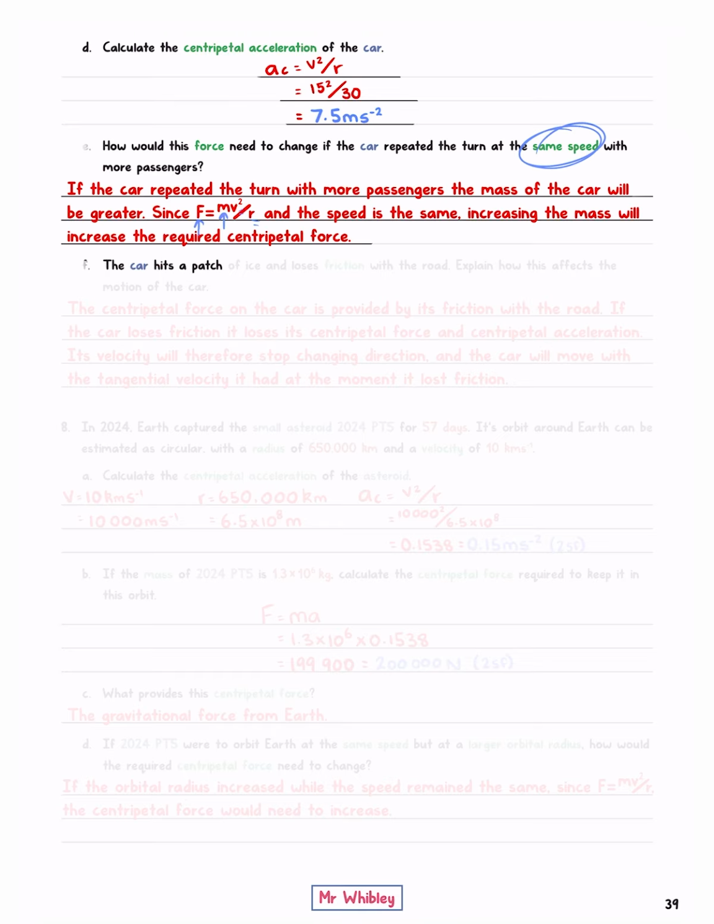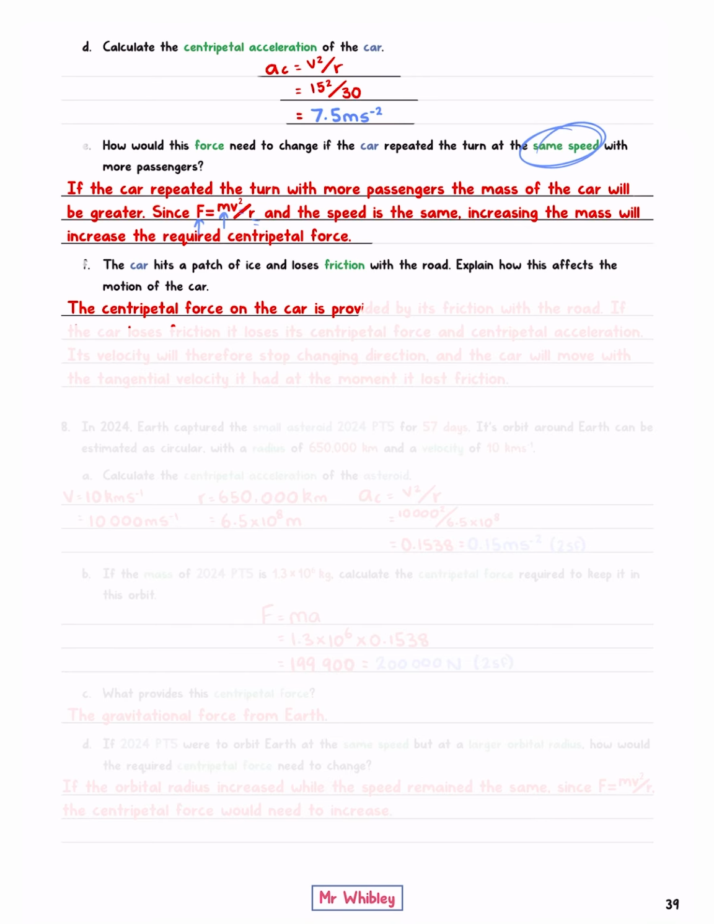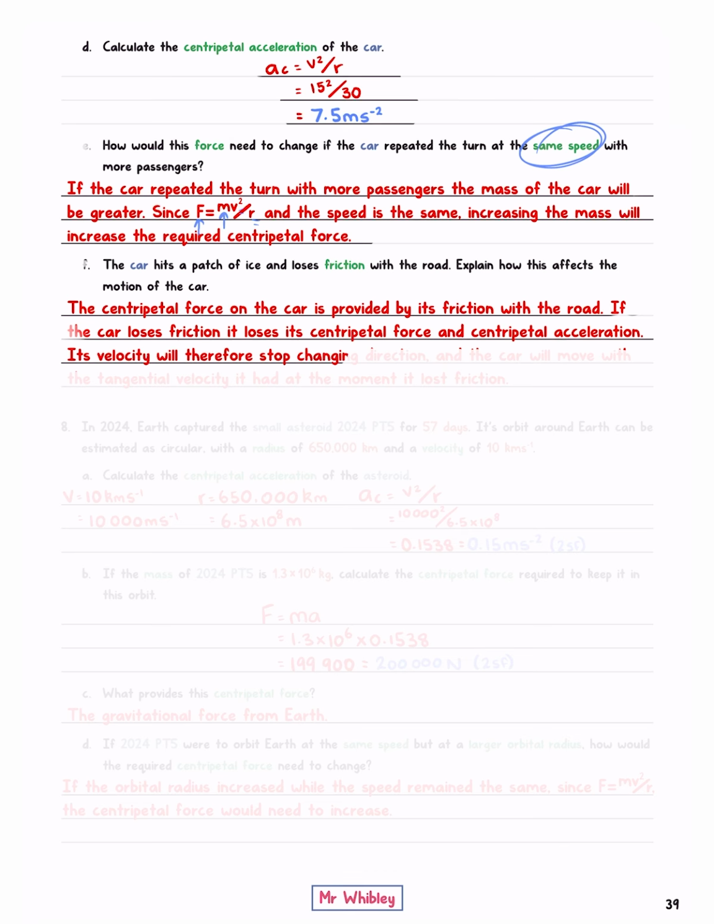The car hits a patch of ice and loses friction with the road. Explain how this affects the motion of the car. The centripetal force on the car is provided by its friction with the road. If the car loses friction, it loses its centripetal force and its centripetal acceleration. Its velocity will therefore stop changing direction, since the thing causing it to change direction is the centripetal acceleration, and the car will move with the tangential velocity it had at the moment it lost friction.